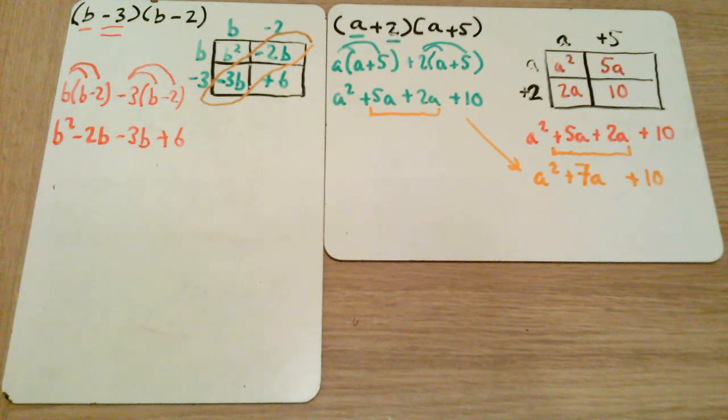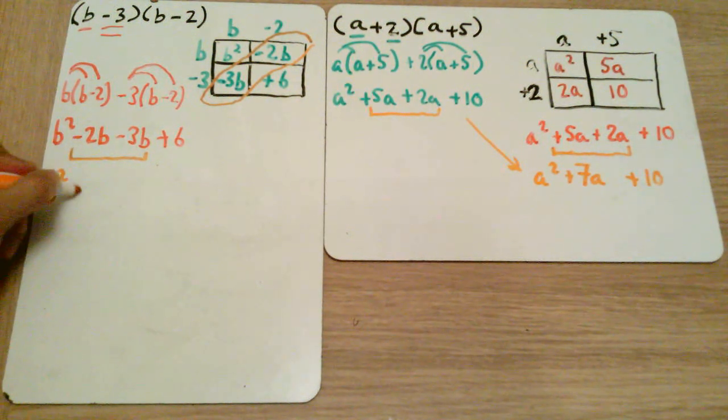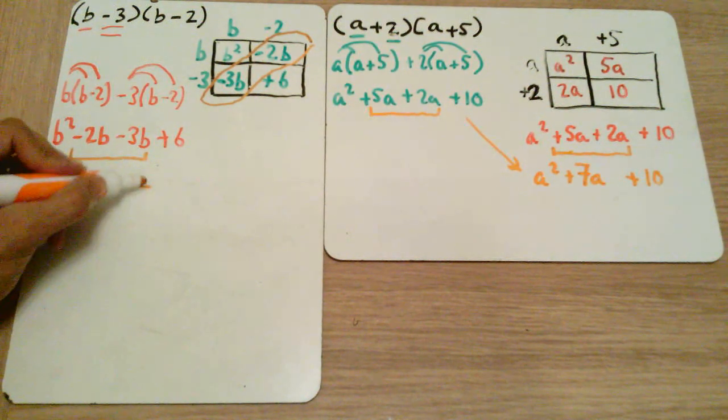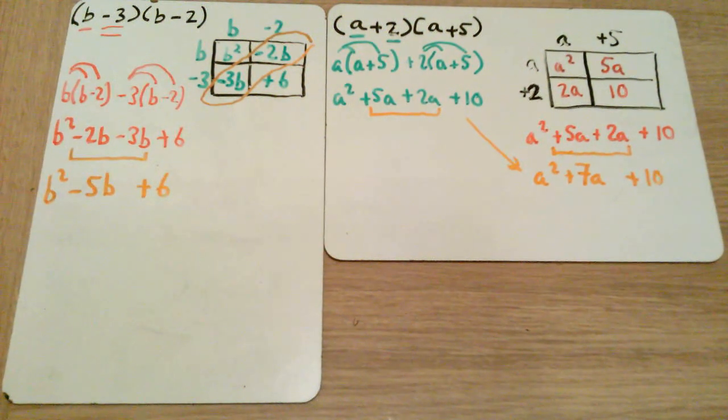To finish up, we collect our like terms. Here are our like terms, which is going to give us b squared minus 5b for the minus 2b and minus 3b, plus 6. That is our final answer, fully simplified. Okay, and that's our basic understanding of that scenario.